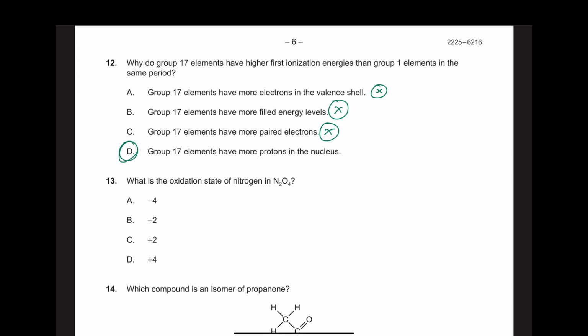They have more protons. As group 17 elements have more protons in the nucleus, the electrons in the outer shell will be attracted more strongly. So you would need more energy to remove an electron from group 17 compared to group 1. And basically for option B, if group 17 and group 1 elements are in the same period, they will have the same fully filled energy levels.